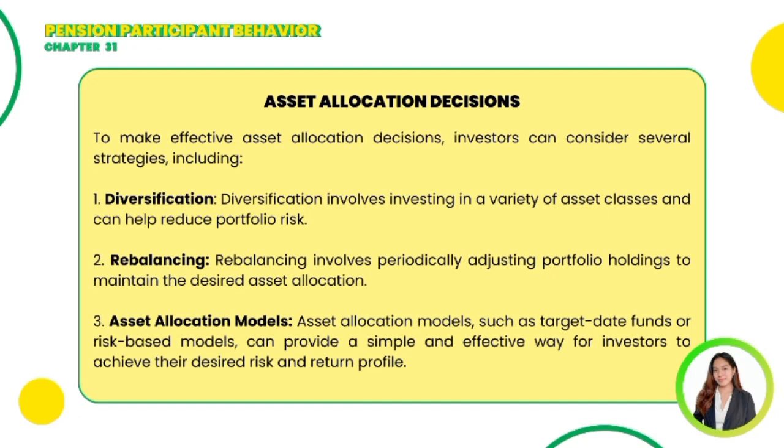Second is rebalancing. Rebalancing involves periodically adjusting portfolio holdings to maintain the desired asset allocation. Over time, as different asset classes perform differently, the original allocation can become unbalanced, resulting in higher risk or lower returns than intended. So rebalancing can help to bring the portfolio back in line with the desired allocation and can potentially enhance returns while reducing risk. The third and the last one is asset allocation models. Asset allocation models are predetermined investment strategies that are designed to help investors achieve their investment goals by balancing risk and return. Asset allocation models, such as target date funds or risk-based models, can provide a simple and effective way for investors to achieve their desired risk and return profile.